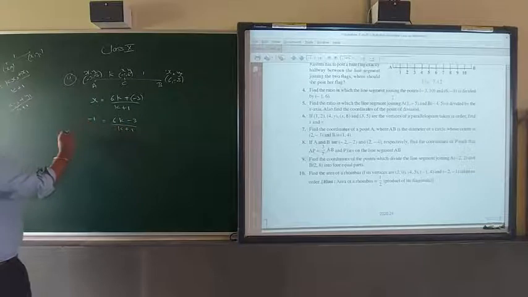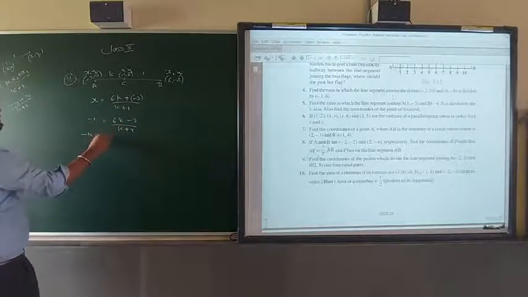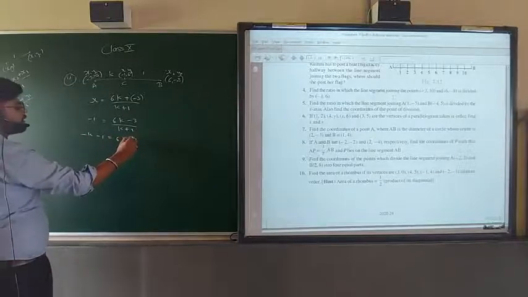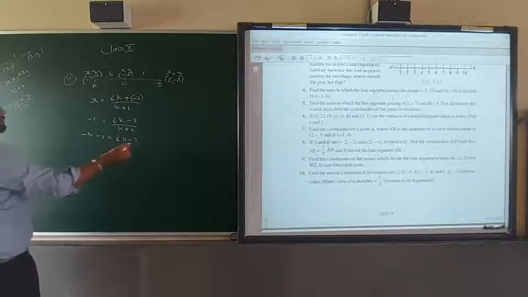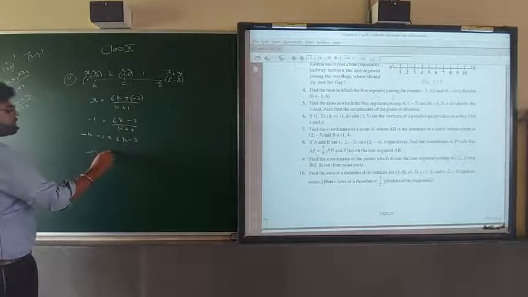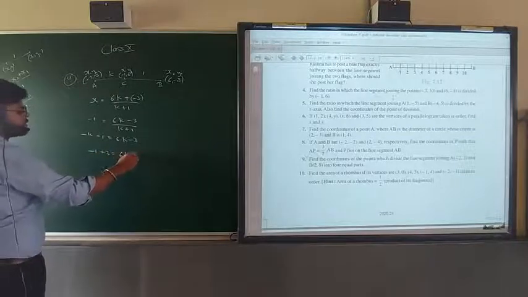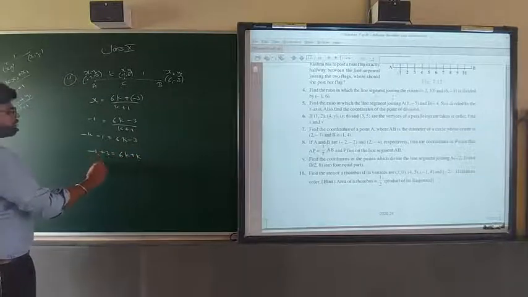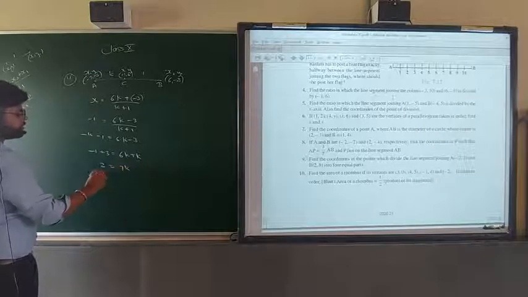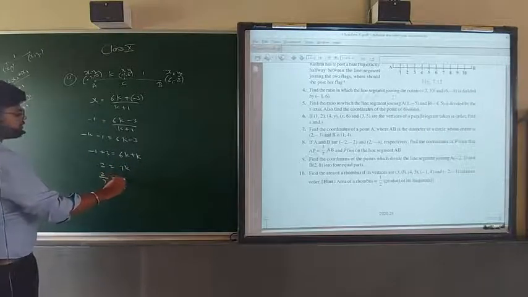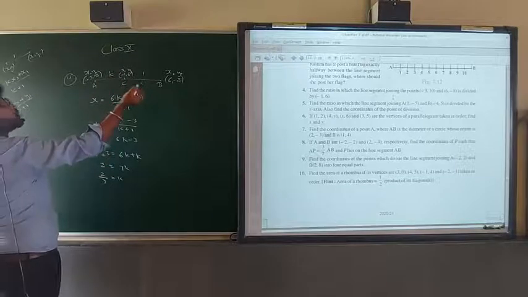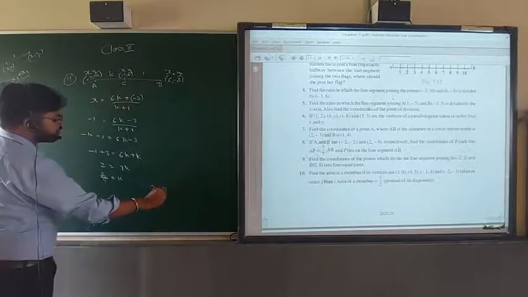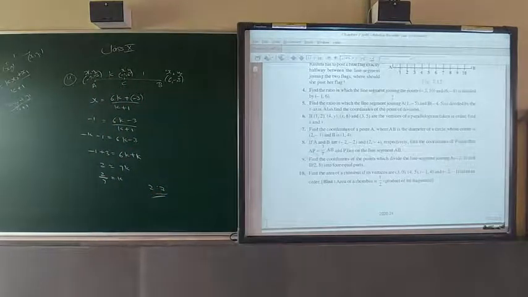Now 6k plus minus 3 upon k plus 1. This will be multiplied here: minus 1 multiply k, minus 1 multiply 1, minus 1 is equal to 6k minus 3. Now it will be shifted here: minus 1 plus 3, 6k plus 1 plus k. It will be 2, 7k. So 2 upon 7 is equal to the value of k. So the ratio will be 2:7. You can write like this: 2:7 will be the ratio in which the line is divided.